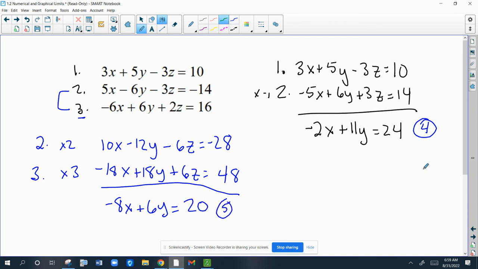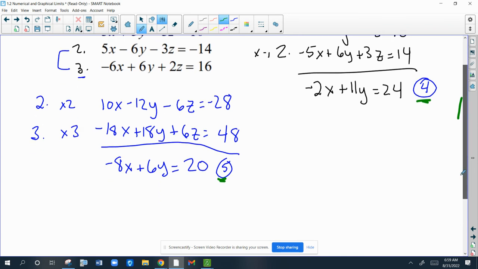So now you have a fourth and a fifth equation. They both only have x's and y's, and now you just go with the normal two-equation system with elimination. So let's do that quickly. That should be pretty easy. If you look at 4, I have this -2x. If you look at 5, I have this -8x. The y's, it's not going to be easy to eliminate.